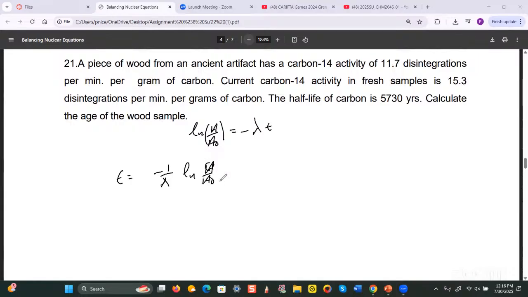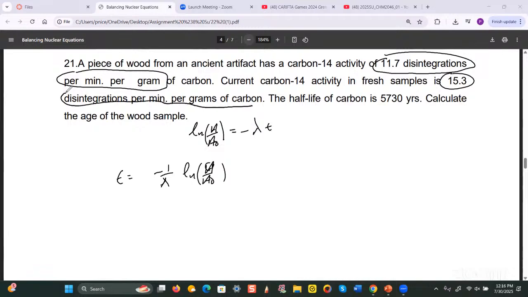All right, so we know what A is. They gave us A, which is equal to 11.7 disintegrations per minute per gram. And A0 is 15.3 disintegrations per minute per gram of carbon. So the only issue now is what is lambda. They didn't give us lambda, but they gave us the half-life. And remember, the relationship between half-life and lambda is that lambda is equal to ln 2 over the half-life. So let's do that first.